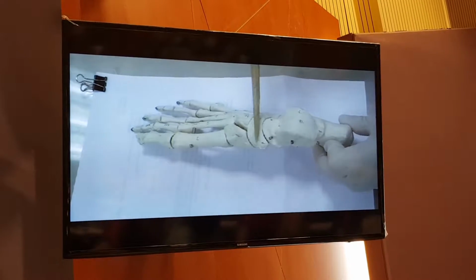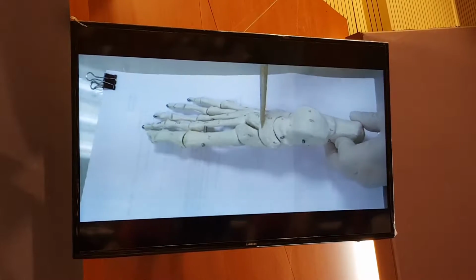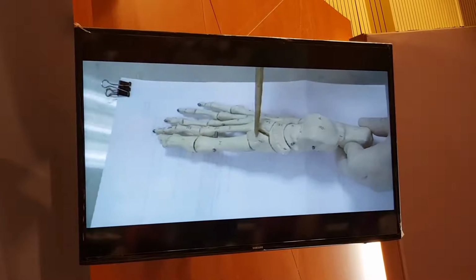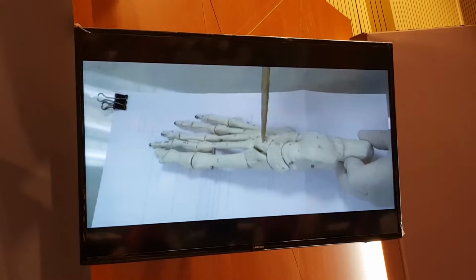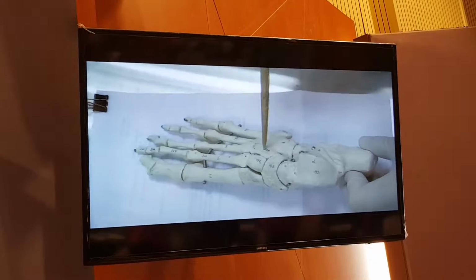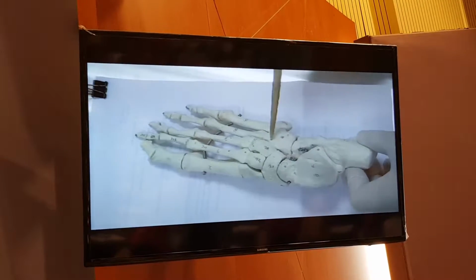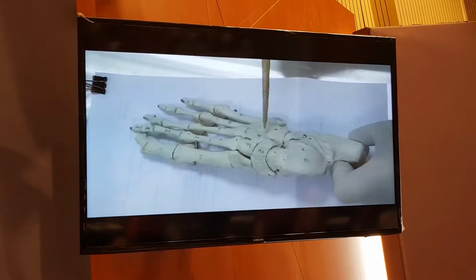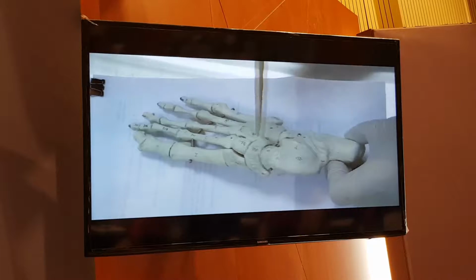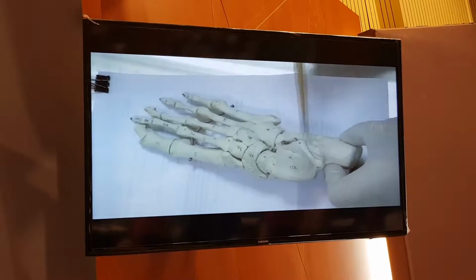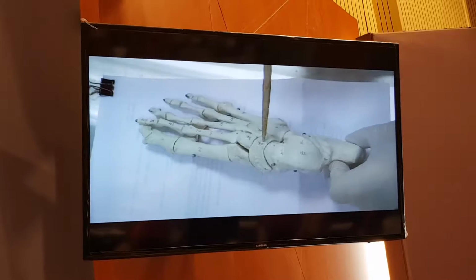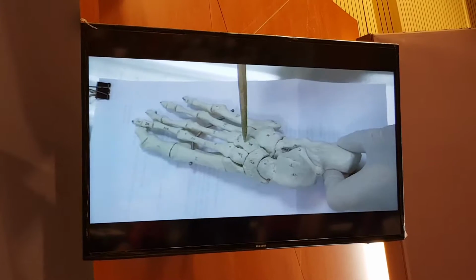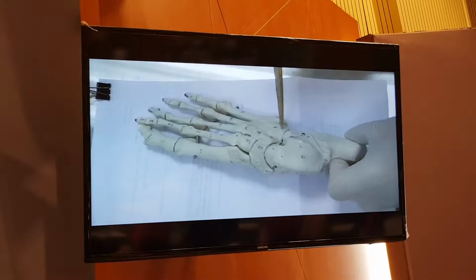Anterior to this is the navicular bone, and anterior to the navicular bone are the cuneiform bones: medial cuneiform, intermediate cuneiform, and lateral cuneiform. Lateral to it is the cuboid bone. So the skeleton of the foot consists of 7 tarsal bones: talus, calcaneus, navicular, medial cuneiform, intermediate cuneiform, lateral cuneiform, and lateral to that is the cuboid bone.